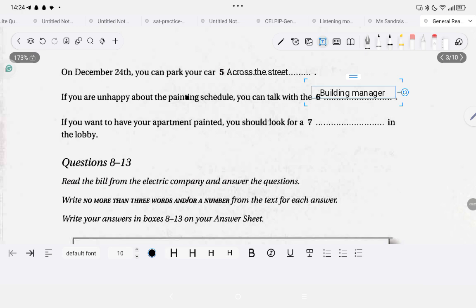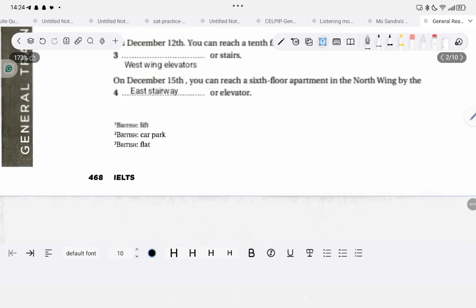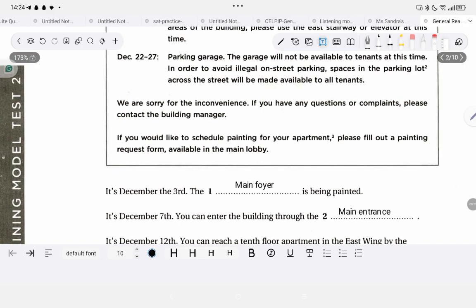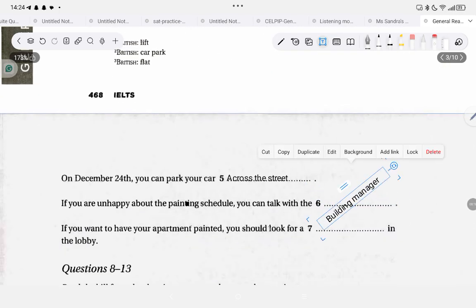Number seven, if you want to have your apartment painted, you should look for a dash in the lobby. So let's check. What are we looking for in the lobby? If you'd like to schedule painting for your apartment, please fill out the painting request form available in the main lobby. So painting request form.